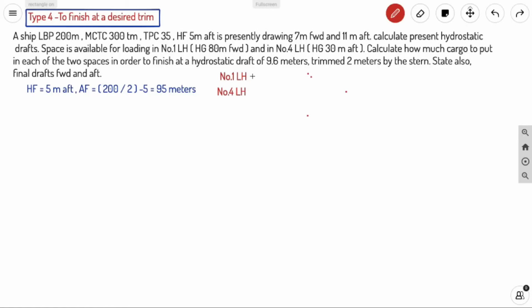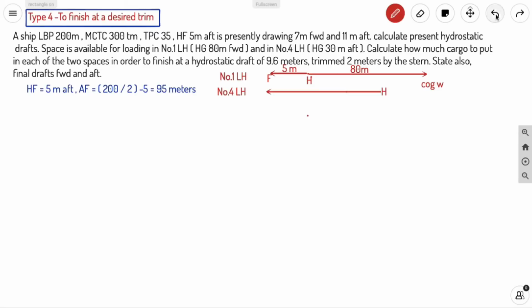We need to find it from the center of flotation, because in these problems we use the moment from the center of flotation to the weight. The D we use in our equation for trimming moment, W times D, is from the center of flotation to the center of gravity of the weight. So since it's given from midship, for number 1 lower hold it's given 80 meter forward from H, the COG of that weight is 80 meter forward. And in the question it's given that F is 5 meters aft of H. That means the COG of number 1 lower hold is 85 meters from the center of flotation.